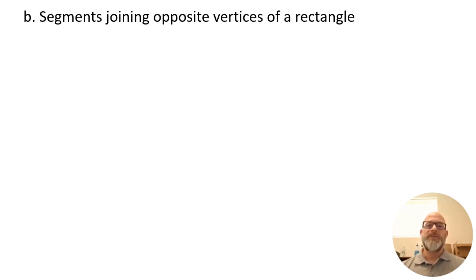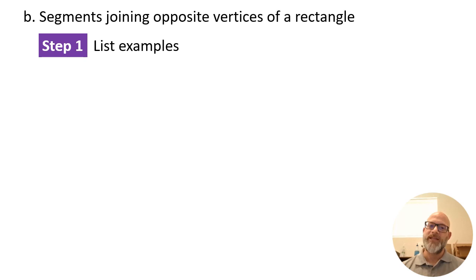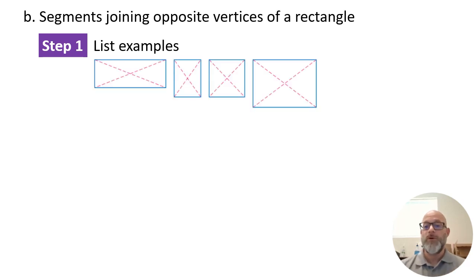Segments joining opposite vertices of a rectangle. Okay, can we even envision what that's saying? What would be some examples? Segments joining opposite vertices of rectangles. So what should you draw as your examples? Rectangles, and you should do what? Create segments from opposite vertices. Here's 4 examples that I created, or I borrowed from the book.